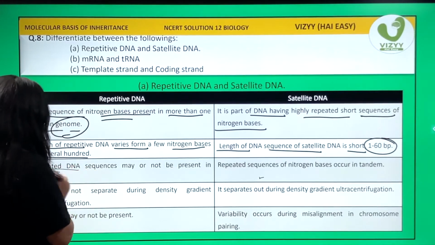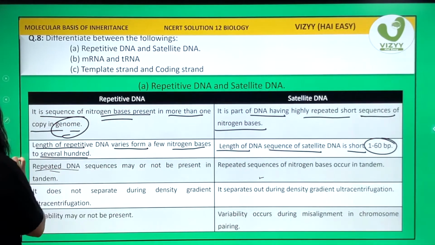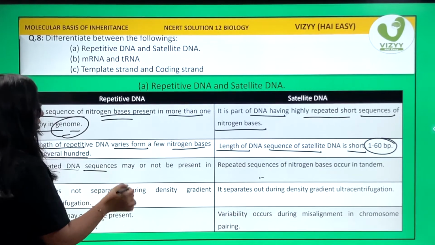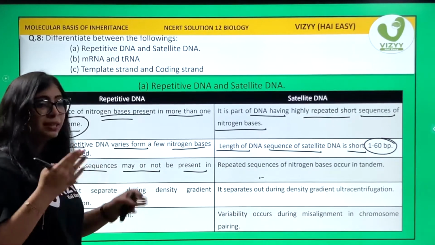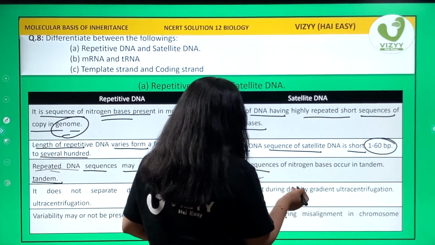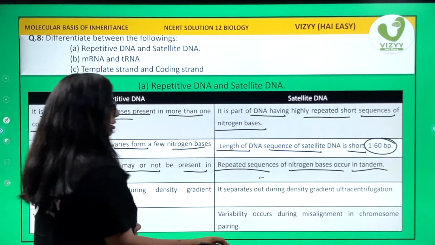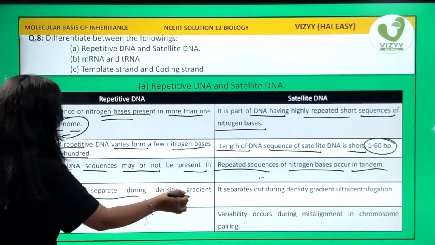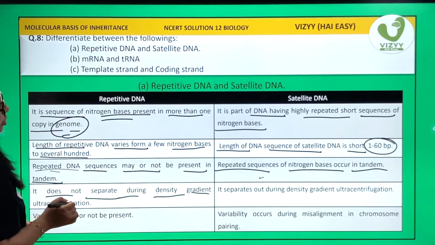Now, repeated DNA sequences may or may not be present in tandem. Tandem means one after the other, whereas in satellite DNA, repeated sequences of nitrogen bases occur as tandem repeats. Now, repetitive DNA does not separate during density gradient ultracentrifugation.